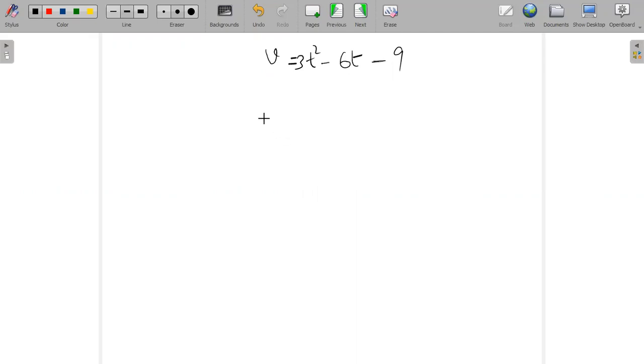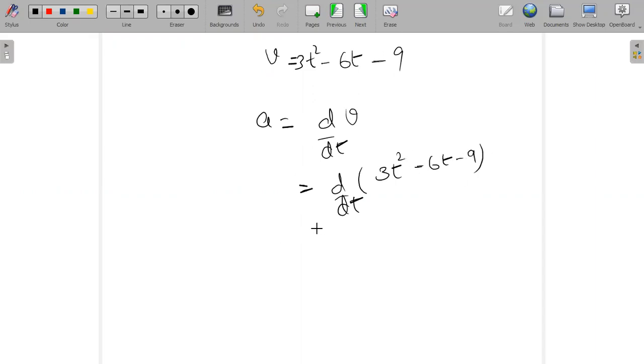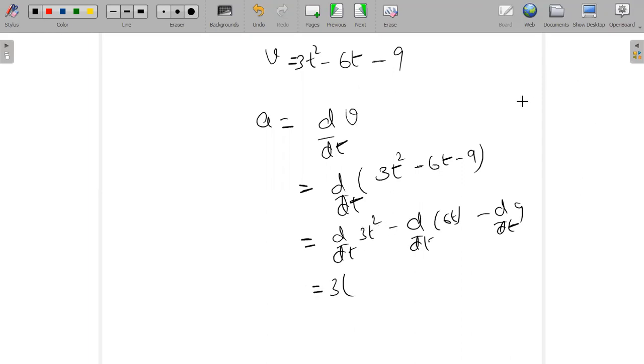Now, second thing they have asked is acceleration. What is acceleration? We have d by dt of v. So what is a? d by dt of v. In the place of v, we have 3t square minus 6t minus 9. Same formula, d by dt of 3t square minus d by dt of 6t minus d by dt of 9. So here 3 is constant. This formula again I will write here, d by dx of x raised to n is n into x raised to n minus 1. Here the power is 2. So 2 into t raised to 2 minus 1, and this is minus.